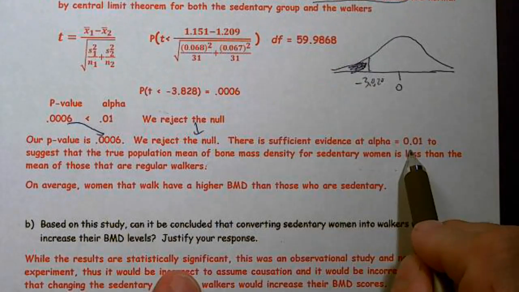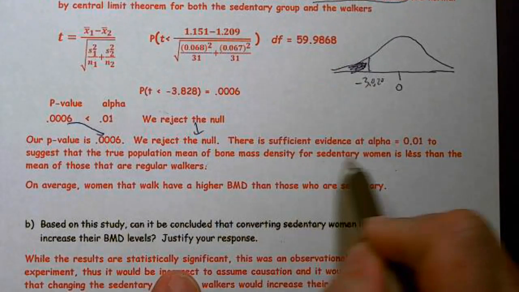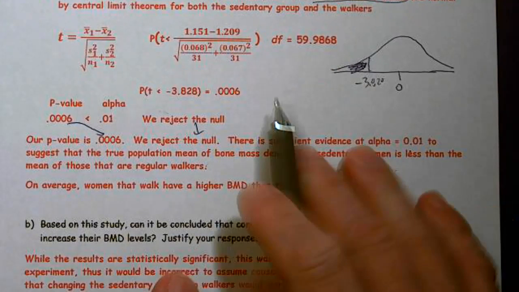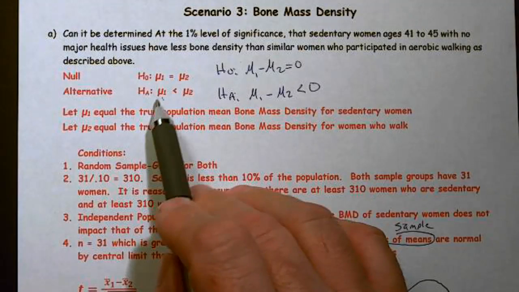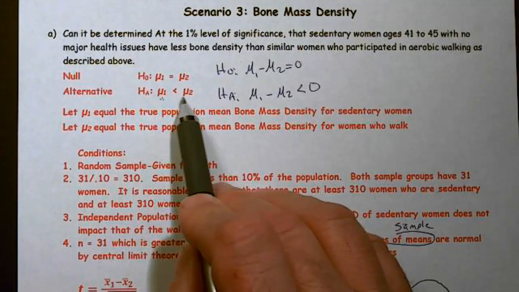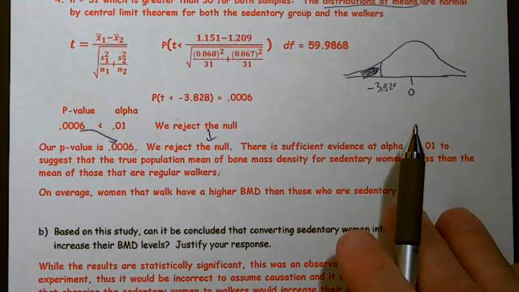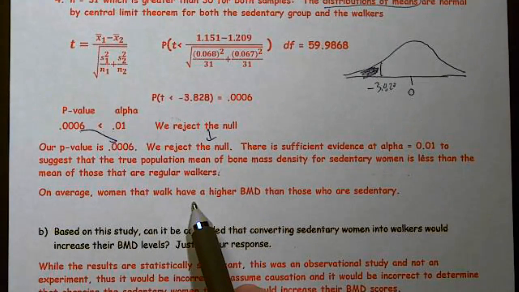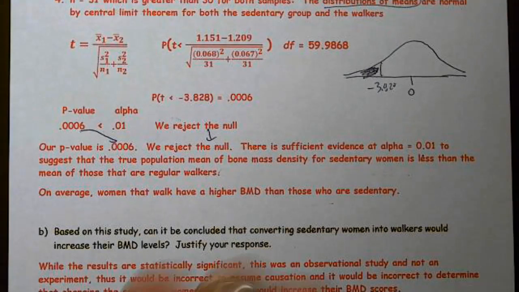This was the alpha level that they give us. The true population mean density for sedentary is less than the mean of regular walkers. Looking at my alternative, sedentary is less than walkers. On average, women that walk have a higher BMD than those who are sedentary. Or you could say on average, women that are sedentary have a lower BMD than those who are walkers. So basically it supports that.